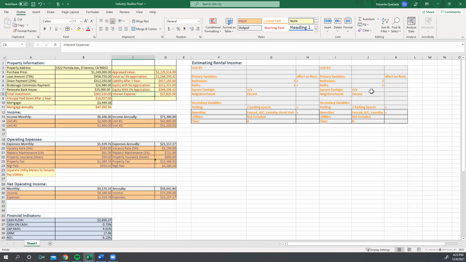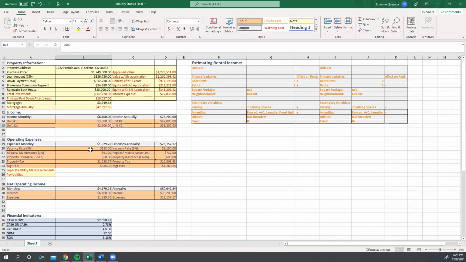Unit number 2, while not quite as great considering that it is smaller and it is a back house, is going to be lower than unit number 1. But I feel that with some renovations, which I predicted to be about $25,000, it could definitely bump that up a bit. So I feel as if $2,600 was a good amount. That would give me an income annually of about $73,000.